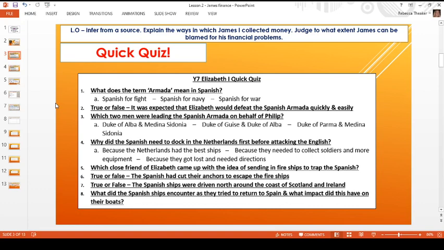And last one, again, this one isn't multiple choice. What did the Spanish ships encounter as they tried to return to Spain, and what impact did this have on their boats? So there's actually really two answers for that one. So pause me if you've not quite finished, and then we'll go through the answers.